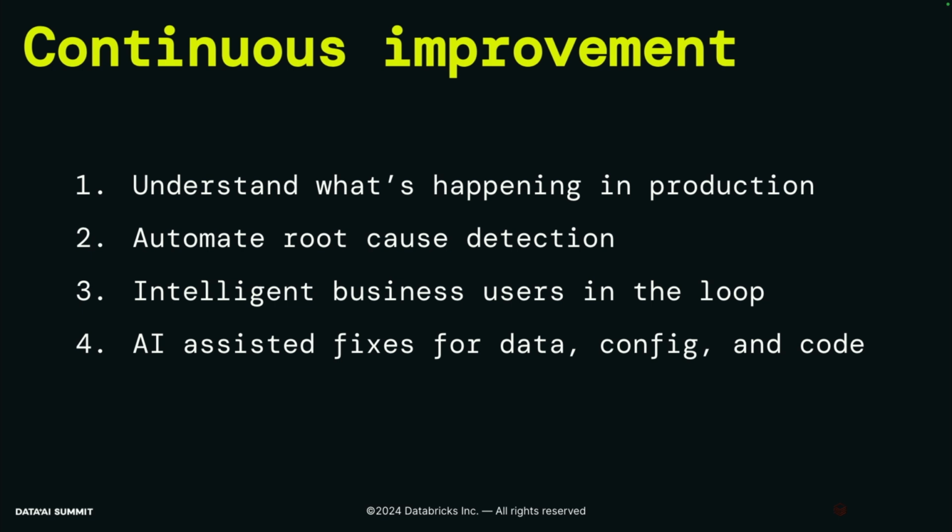Number three, this is very important. We want to make sure that humans are in the loop of this process, and more importantly, business users are in the loop. Humans should be making decisions about what the model can and can't talk about, what it should know about, and what it should refuse. This is very important to making a high-quality AI application. And then finally, we want to use AI as much as we possibly can to fix all the grunt work of data, config, and code, and make that as easy as possible to empower the human being as much as possible, right?